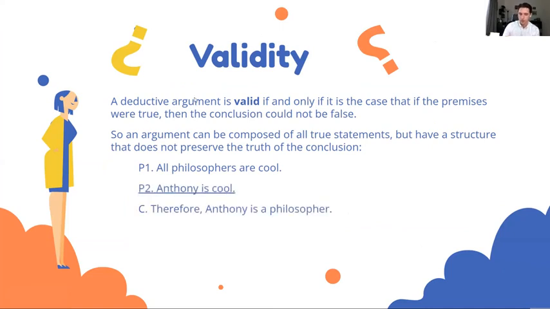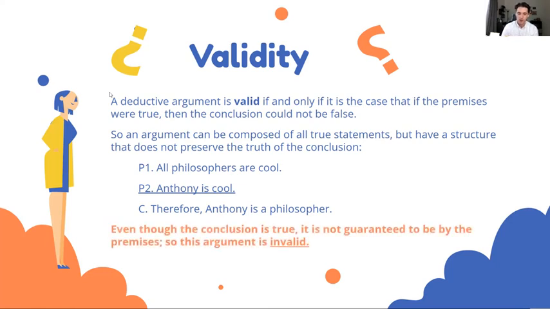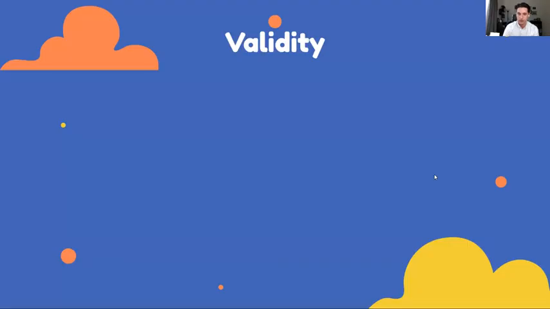Even though it's true that I'm a philosopher, and I don't know, maybe I'm cool, maybe I'm not, and maybe we don't think premise 1 is true, the problem is there's something wrong with the structure of this argument. Because the conclusion, even though it could be true, is not guaranteed, because essentially what this says is all A's are B's, here's a B, therefore it must be an A. And that's problematic because it doesn't guarantee that if the premises are true, the conclusion must also be true.